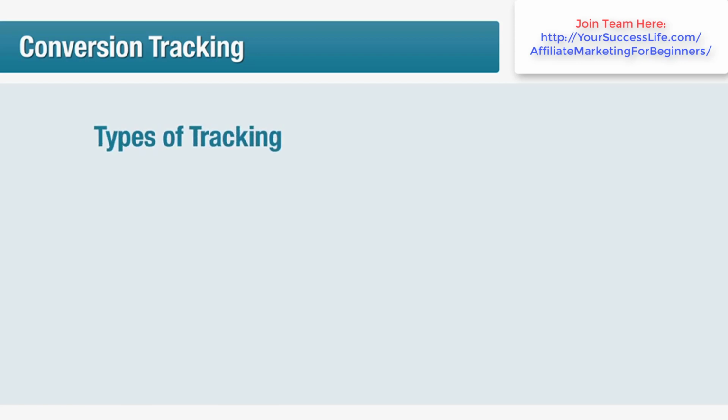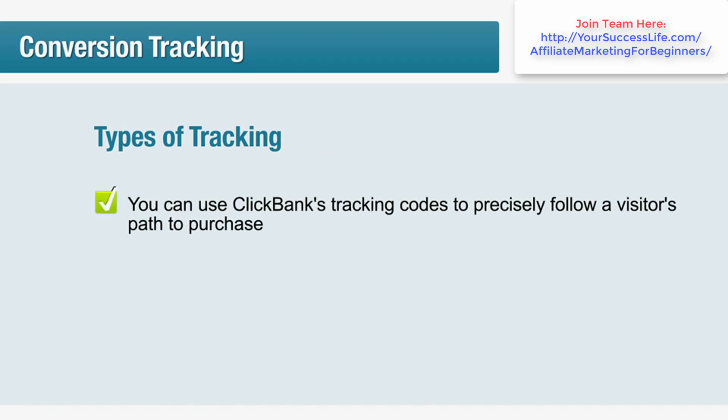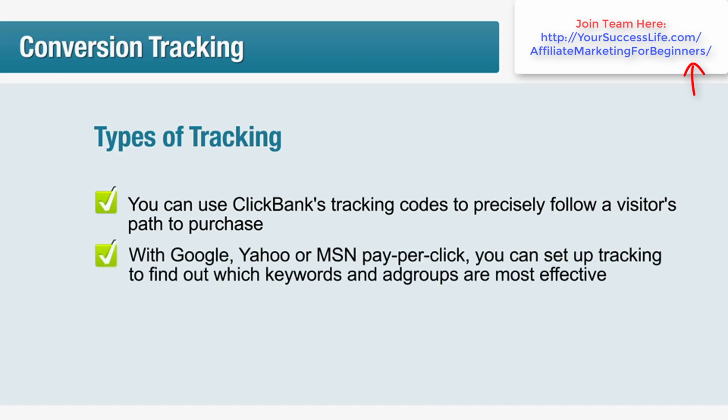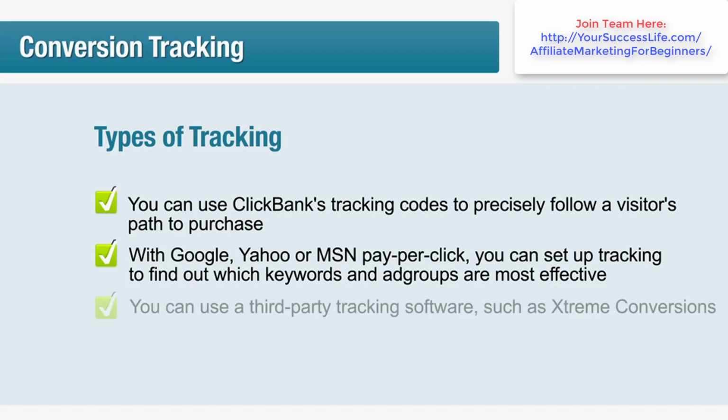There are several different methods for tracking. If you're a Clickbank affiliate, then you can use Clickbank's tracking codes to precisely follow a visitor's path to purchase. By assigning a unique tracking code to different ad groups and promotions, you can determine exactly which ad or promotion brought you the sale. If you use Google, Yahoo, or MSN pay-per-click, then you can set up tracking to find which keywords and ad groups were most effective. Or you can use a third-party tracking software such as Extreme Conversions, which will combine data from all affiliate networks and pay-per-click advertising to show you exactly what keywords are the most profitable.